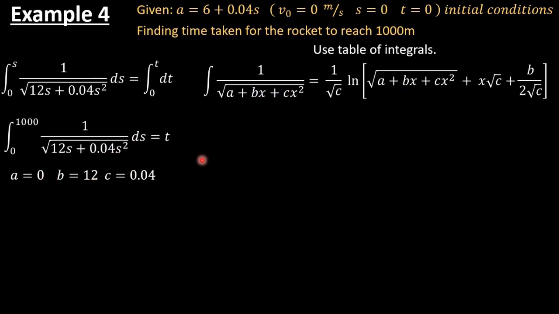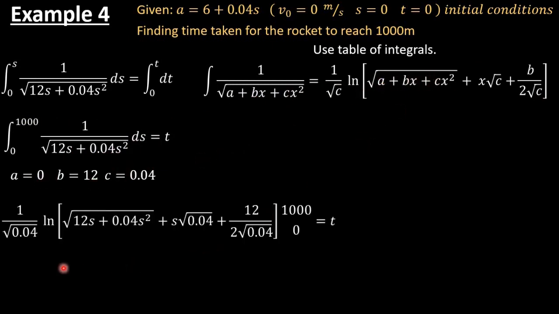I then substitute all of these into here, I get this. So all I did was substitute c with 0.04 to get 1 over square root of 0.04, and then I substituted everything else. So I substituted b to get 12s, substituted c to get 0.04s squared, substituted c into there to get 0.04, and then substitute b to get 12 over 2 times square root of 0.04, where c there was 0.04. And remember, s in this equation here, so s matches to x, and s squared matches to x squared. So then from this point here, what I want to do now is evaluate the limits.